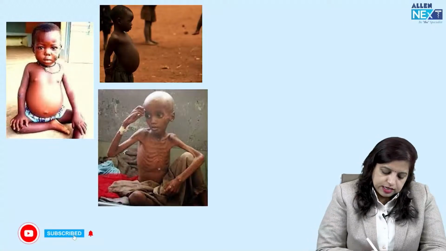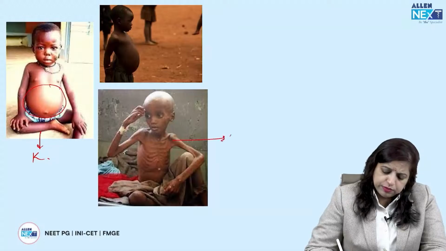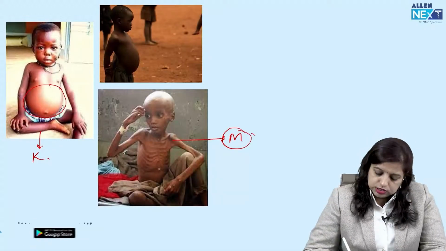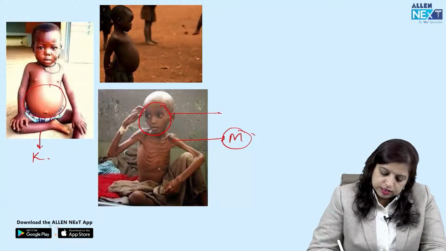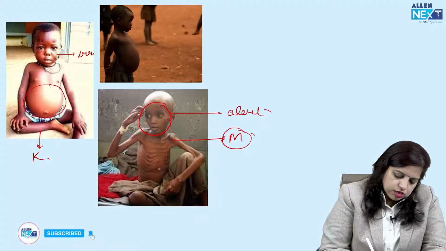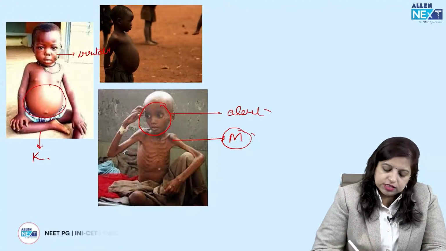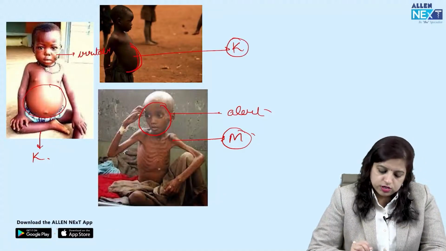So this you can see again a pot-bellied child. So this is a case of kwashiorkor. This is a totally marasmic, wasted child. So it's a case of marasmus, and you can see at his face, this is an alert look. This is a somewhat irritable look, right? Again, here we cannot see the faces, but we can see the pot-belly. So this is again a case of kwashiorkor, right?